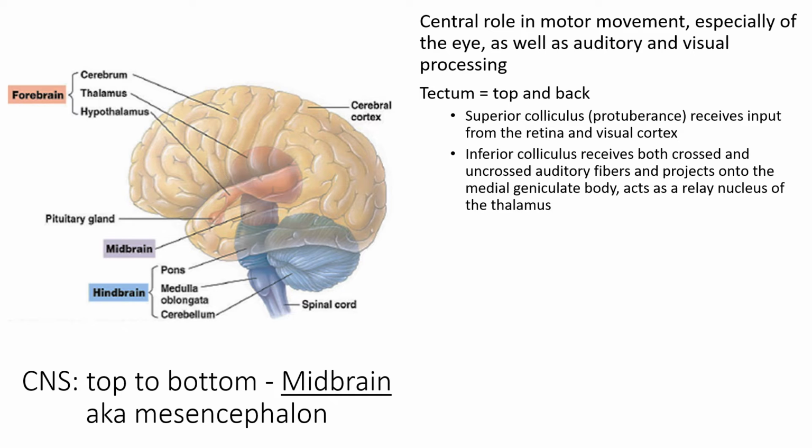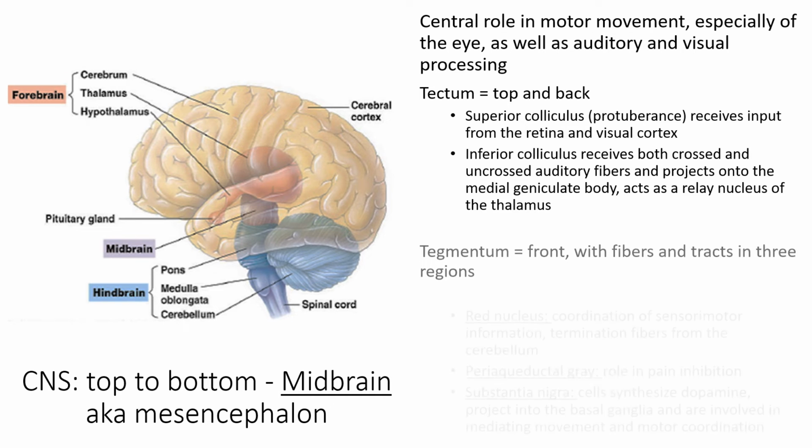So it's broken down into a couple of different sections. The first is the tectum, the top and back, which contains superior colliculus, which are protuberances that receive input from the retina and visual cortex. The inferior colliculus receives both crossed and uncrossed auditory fibers and projects onto the medial geniculate body, which acts as a relay of the thalamus. Both of these just sit just above the cerebellum and posterior to the pons.